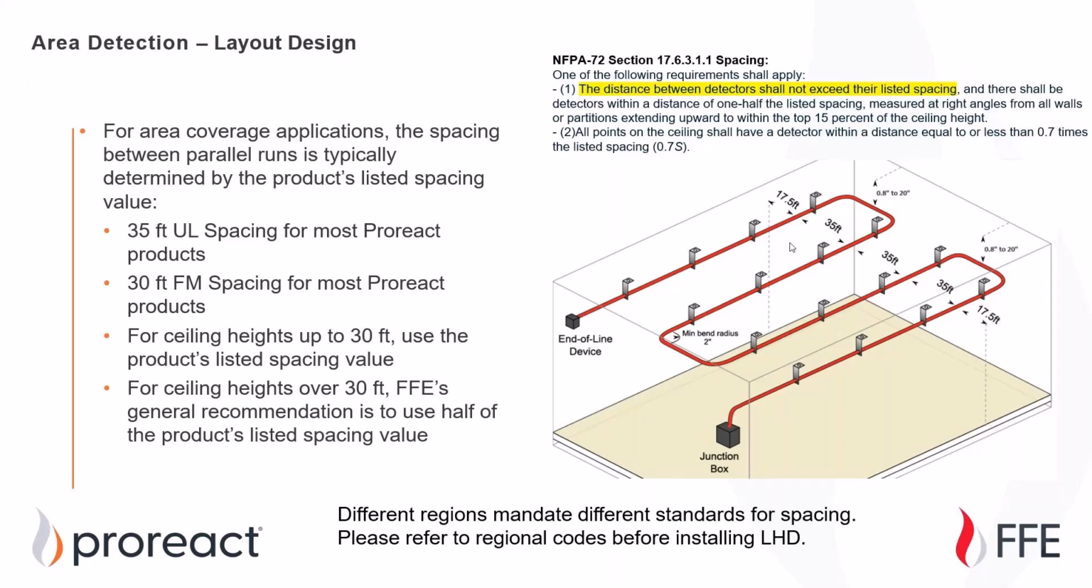What this means is that your space between cable runs is either going to be 35 feet or 30 feet anytime your ceiling height is 30 feet or less. We have a general recommendation that above 30 feet ceiling height, you cut that spacing in half. So double up the amount of linear heat detection cable you have for any ceiling heights over 30 feet.